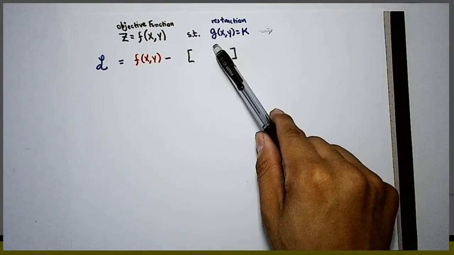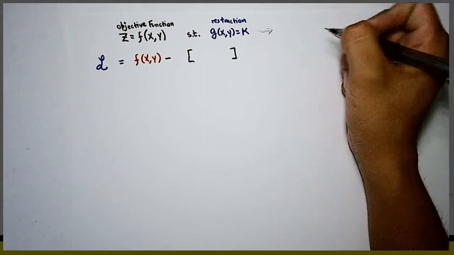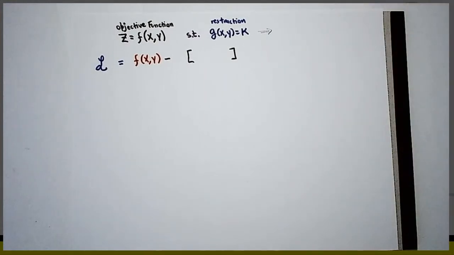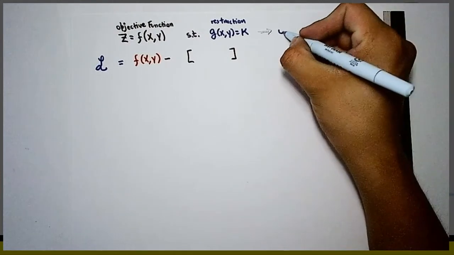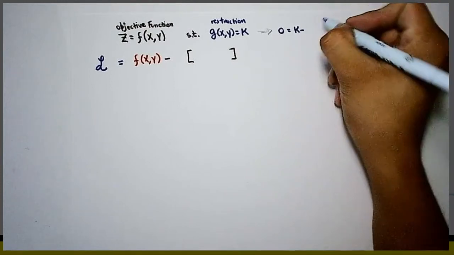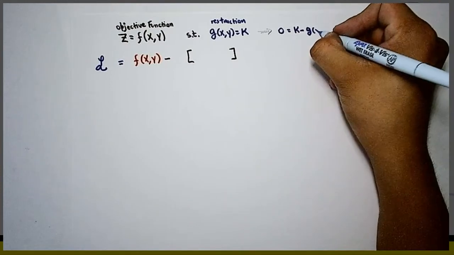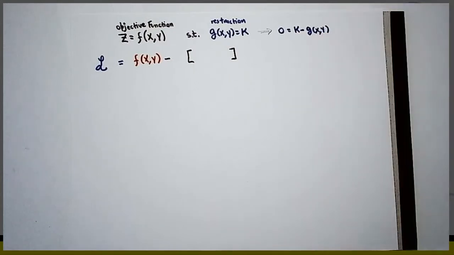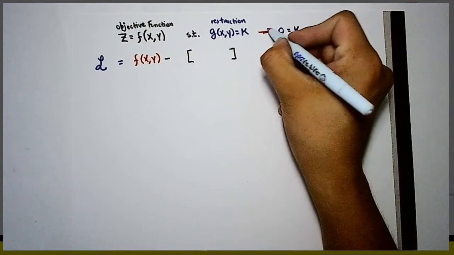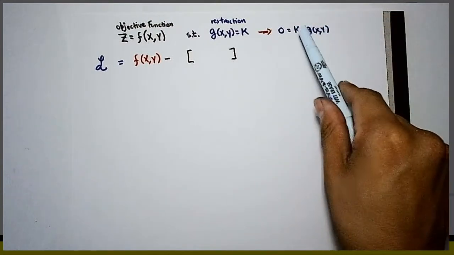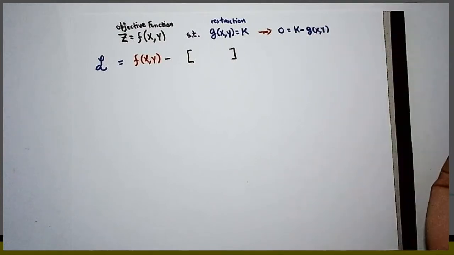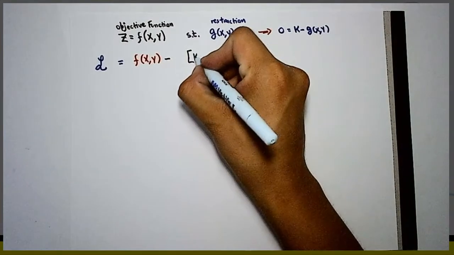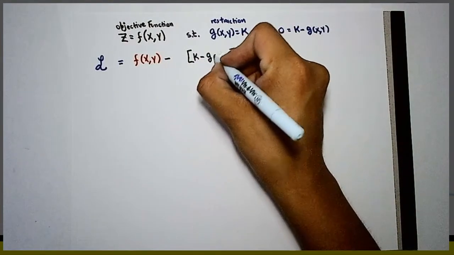Notice that g is equal to k. So this means that if we rearrange, we can move g to the other side. And as you can see here, k minus g will be equal to 0. So let's write that in this parenthesis: k minus g.